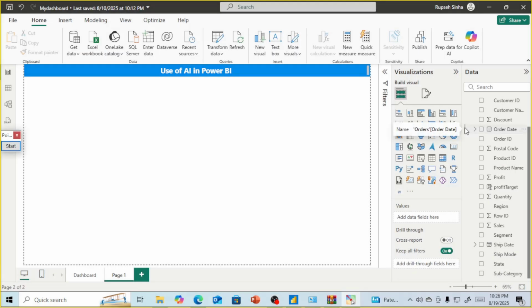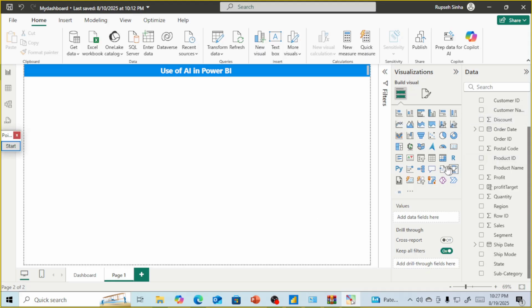In this week, we are going to discover how we can use AI in Power BI. Using AI, very easily we will be able to understand the trends in the data, and any analysis which will take too much time, maybe 5 to 6 hours, we can do easily in very little time. So let us see how we can do it.